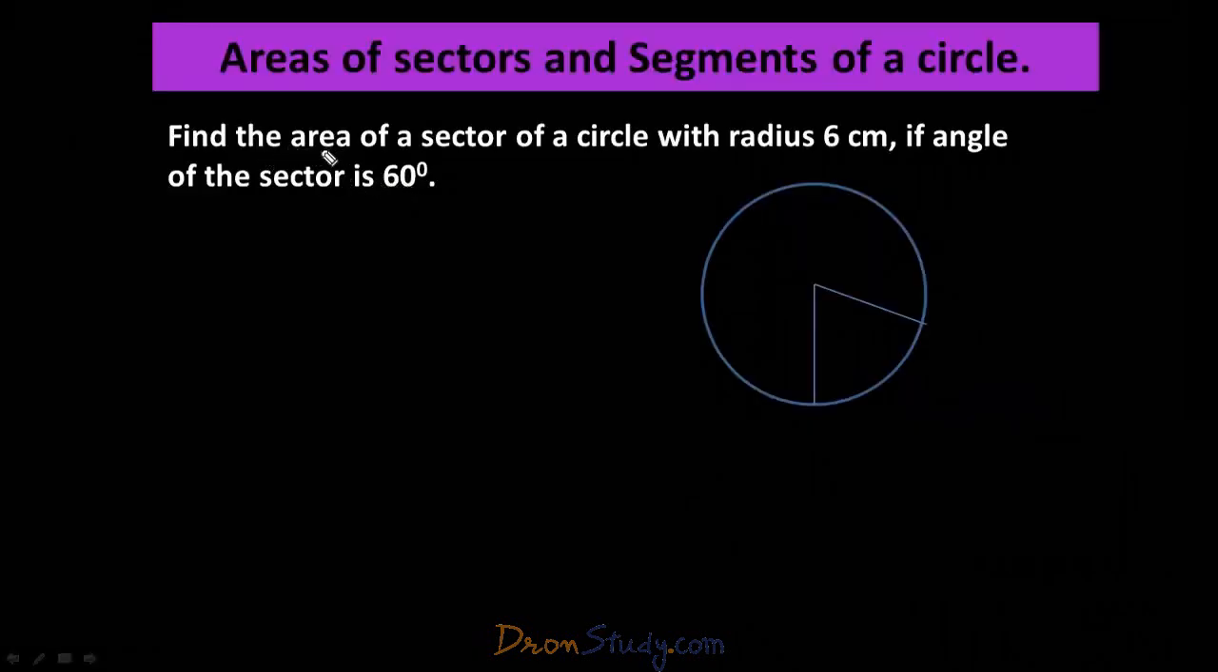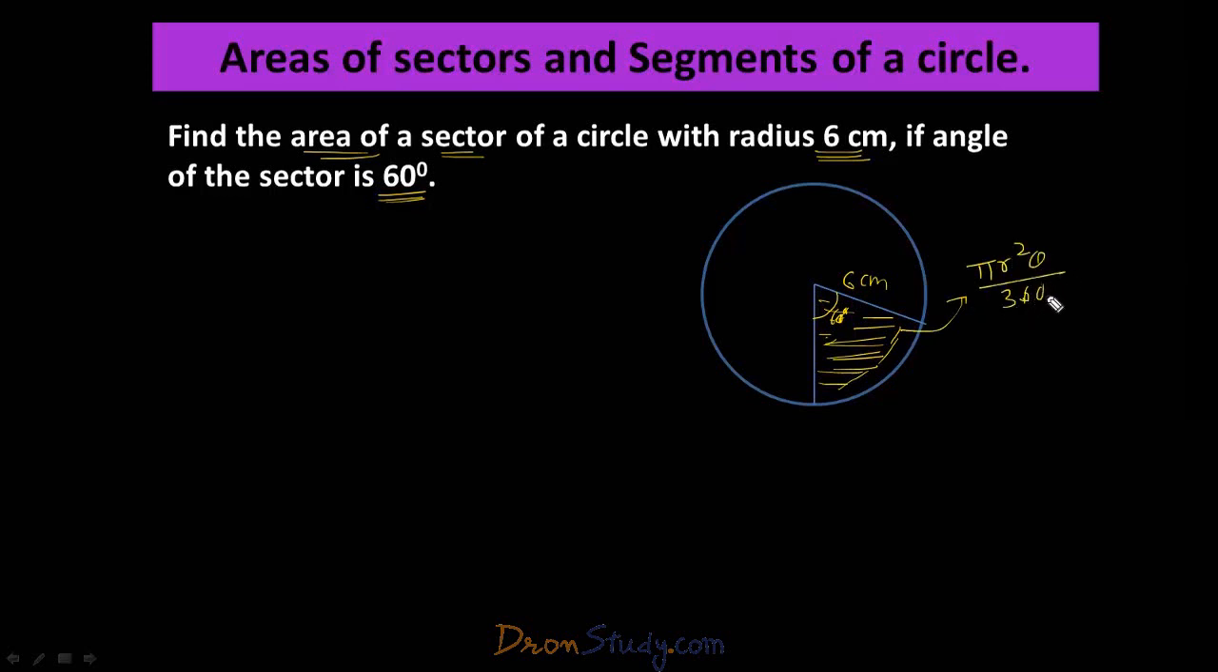Here is another question: the area of a sector that we have to find, whose radius is 6 centimeter and the angle of the sector is 60 degree. Here it is given that the radius is 6 centimeter and this angle is 60 degree, and we have to find the area of the sector. The area of the sector is the area that is formed by two radii and the arc. So this is the area of the sector and we have to find this area. This area is given by pi r square theta upon 360.